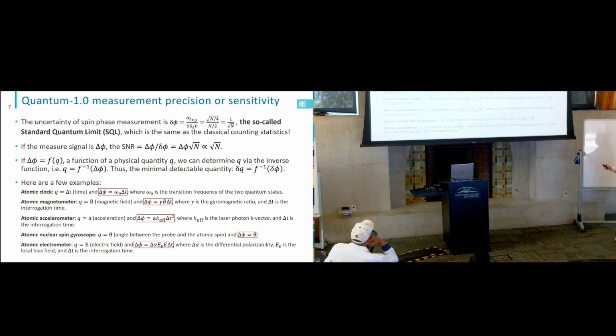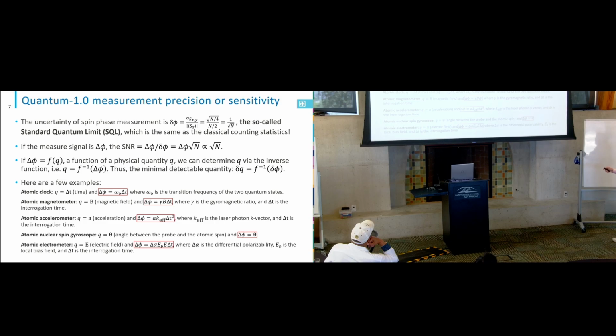And this is the so-called standard quantum limit. It's basically just classical counting statistics. And then we know what the SNR is. If we measure the change in phase, big delta phi, over small delta phi, that's the SNR, right? Because this is the signal, and this is basically the uncertainty or the noise. And it's equal to the square root of N, just following the math.